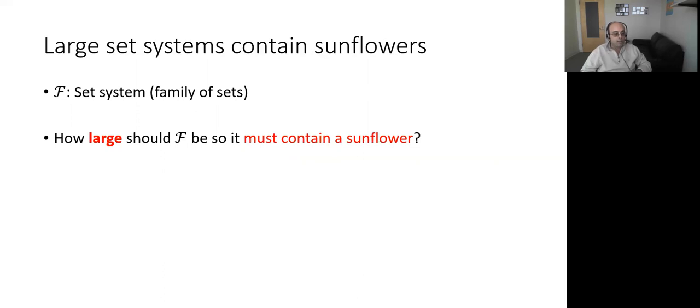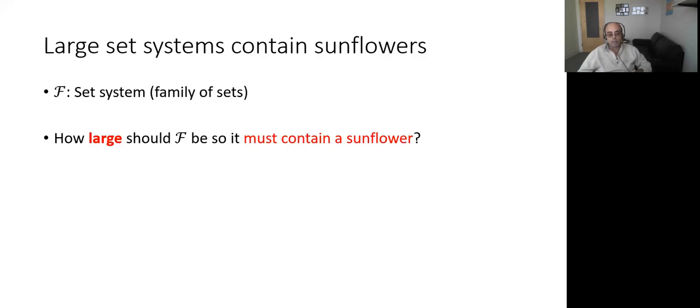Okay, so the basic question that we'll try to understand is this Ramsey type problem, which says: if I give you a set system, a set system is just a family of sets, a collection of sets. It's also called a hypergraph. I'll call it a set system. The basic question is going to be, how large should this set system be so that it has to contain a sunflower, let's say with 3 or 4, or some number of petals. That's going to be the basic question.